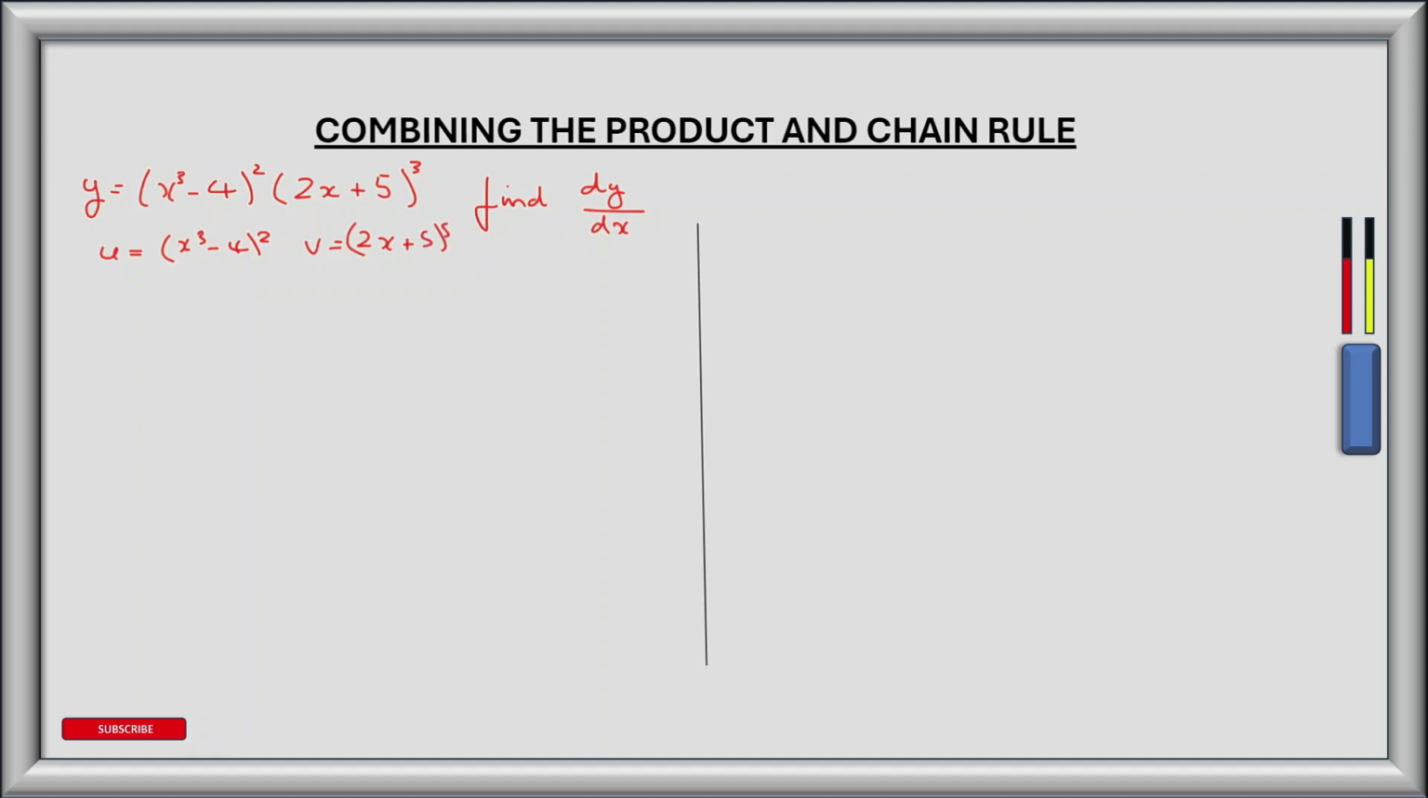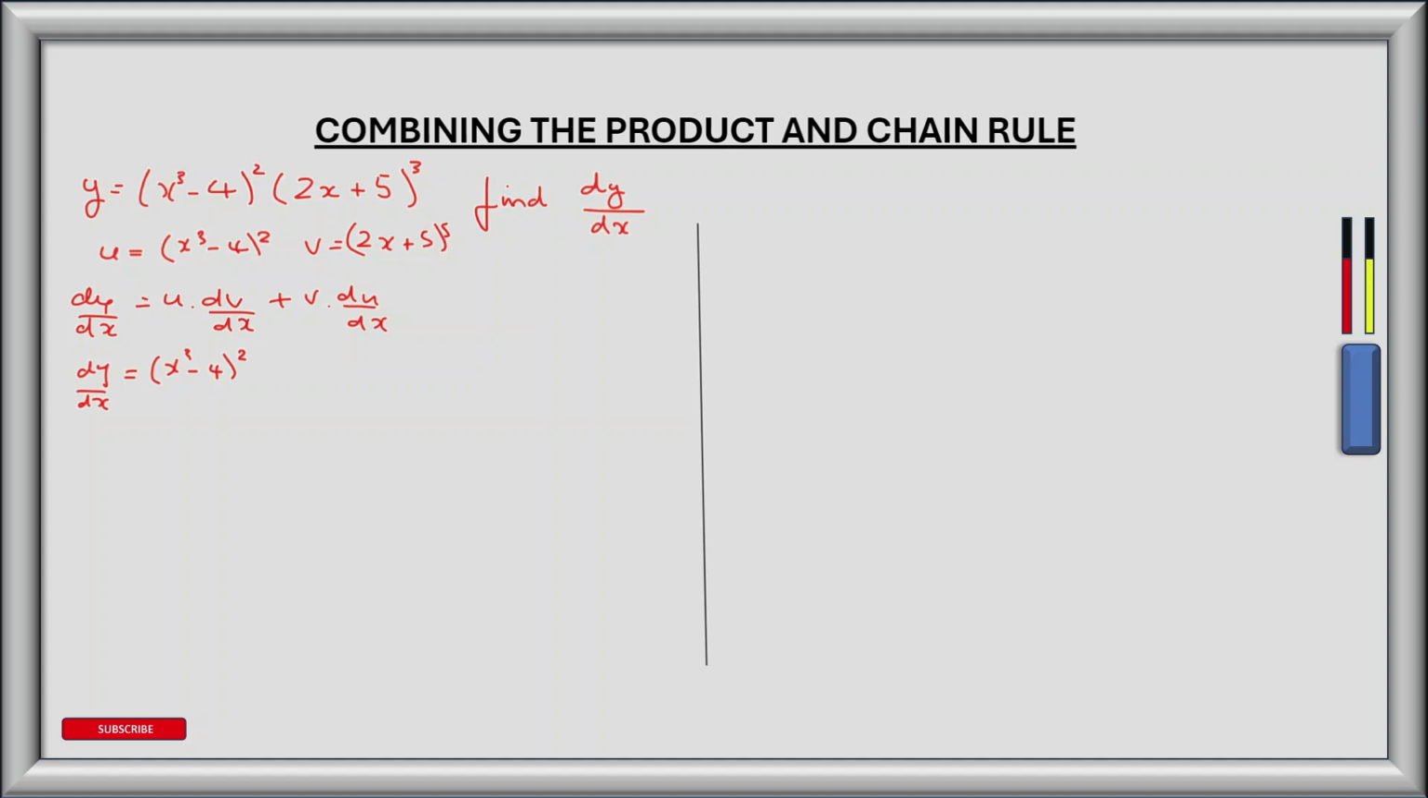So the product rule says dy by dx is equal to u times dv by dx plus v times du by dx. So dy by dx is equal to u, which is (x cubed minus 4) all squared, multiplied by dv by dx.